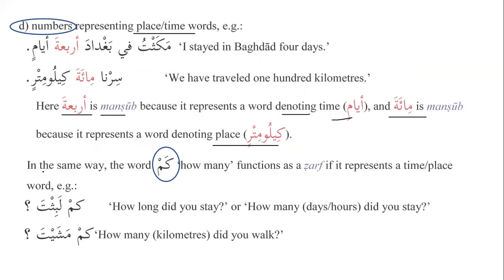And the last one we can see here, in the same way the word kam, how many, functions as dharf if it represents a time or a place word. For example, kam labithta. When we say kam labithta, it means how long, or how many days or hours did you stay. And kam mashayta, how many kilometers did you walk. Here kam refers to distance, and similarly it refers to the number. So whenever we use kam to refer to time or place, it functions as a dharf. So we will say that this is mabniyun or naibul dharfi, doing the job of the dharf.